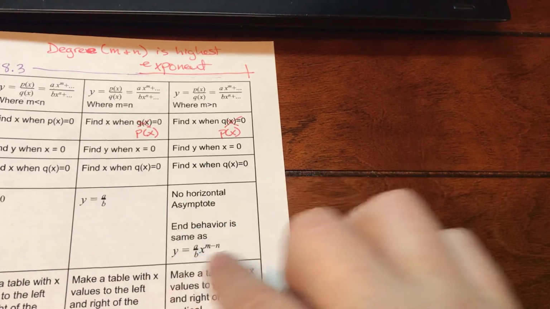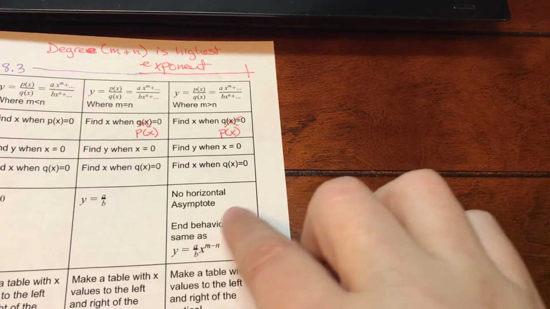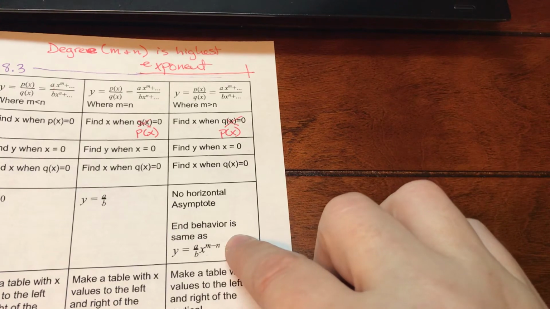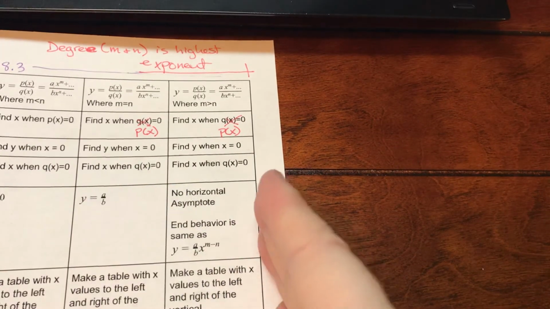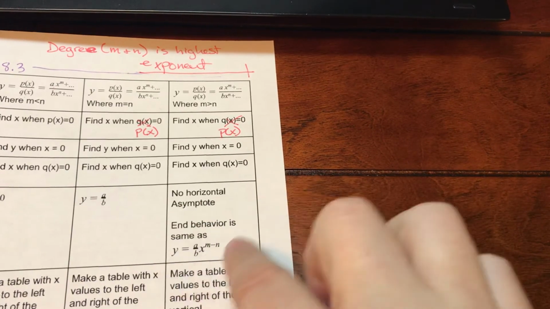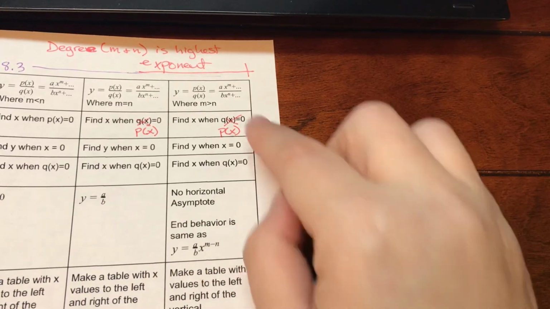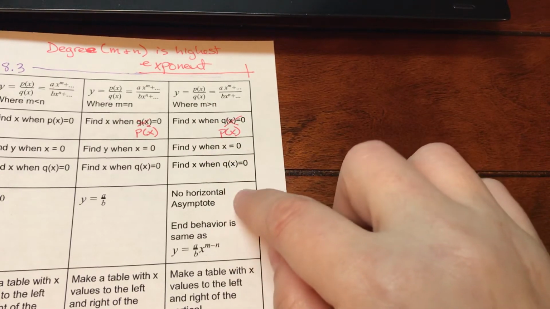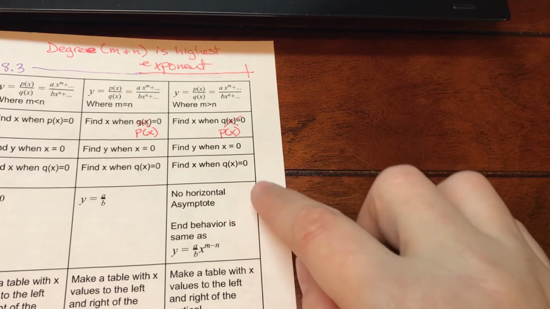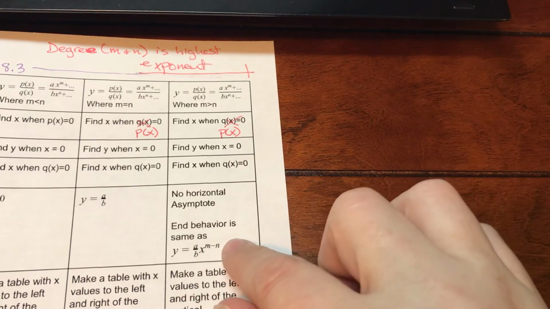This is the only scenario where you are having to look at end behavior. So some of you have been looking at end behavior no matter what. This is the scenario where we're going to look at end behavior. Just when m is greater than n, and therefore we have no horizontal asymptotes. Okay, that's the only time you have to worry about end behavior.